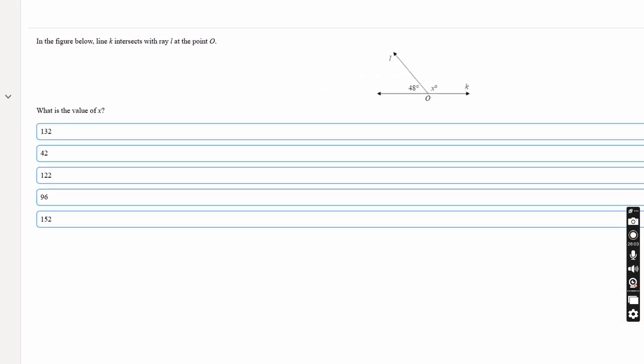The next one, what is the value of x? Now remember, what is this forming? And keep in mind that linear pairs are supplementary. And this is forming a linear pair. Remember, what did I teach you? Is that these are opposite rays and they share a common ray between them.